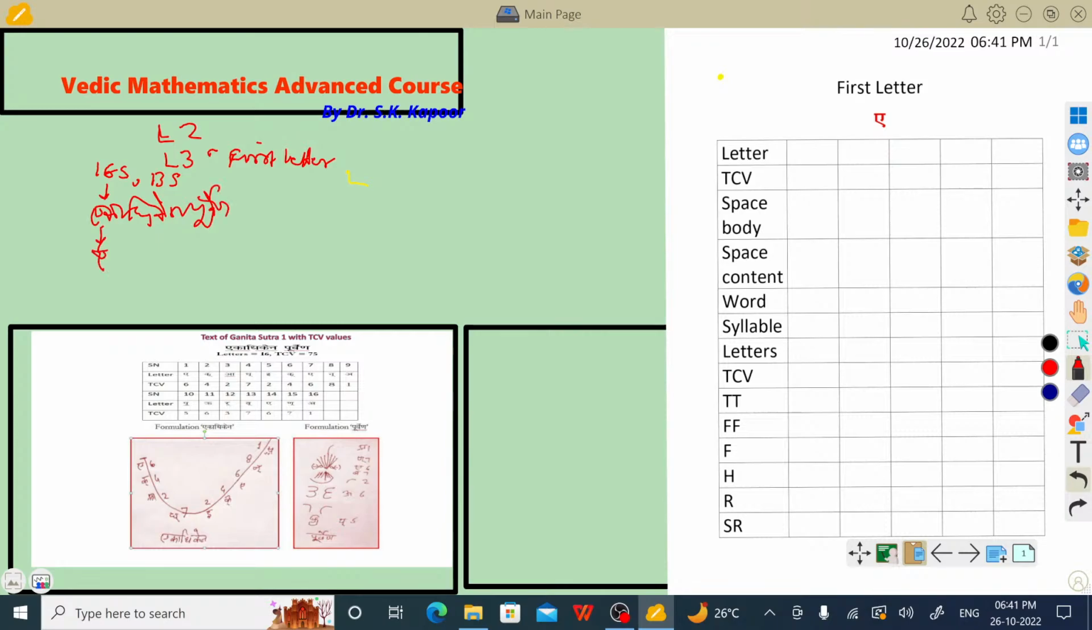The composition of Sutra's text is fully mathematized from its first letter to the last Visarjaniya, 519th letter.